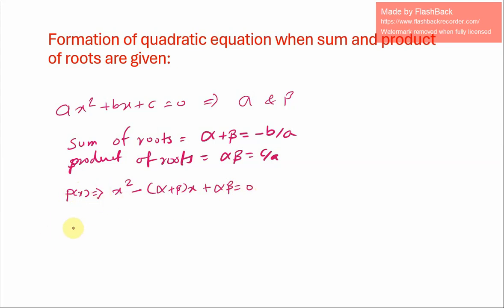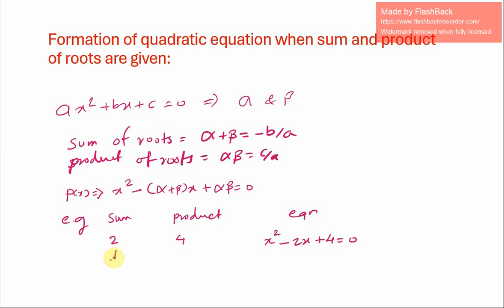So sometimes in exam we are given the sum of the roots and the product of roots, and we have to find the equation. Suppose we are given sum 2 and the product 4. To find the equation using this formula, we will have the equation x square minus 2x plus 4 equals to 0.